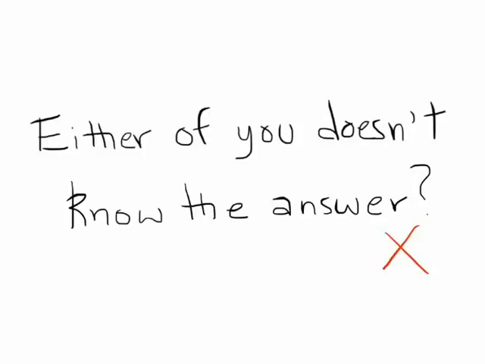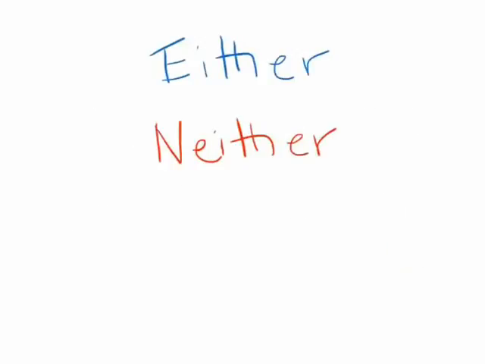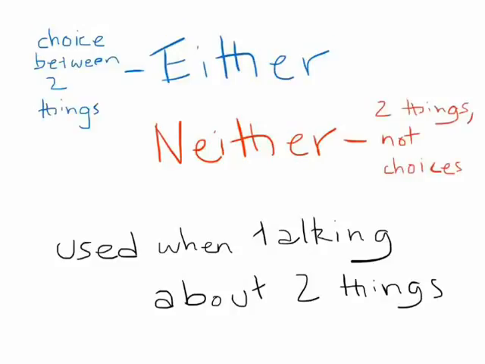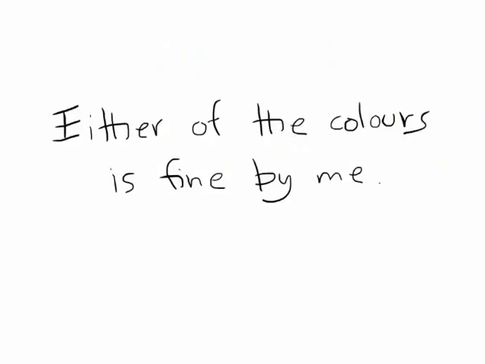Now, what about this one? Still two people, but that's wrong too. Let's find out why. Both of these words perform similar functions. Both are used when we are talking about two things. Either generally represents a choice between two things, whereas neither generally represents two things that are not choices. Let's see what this means.